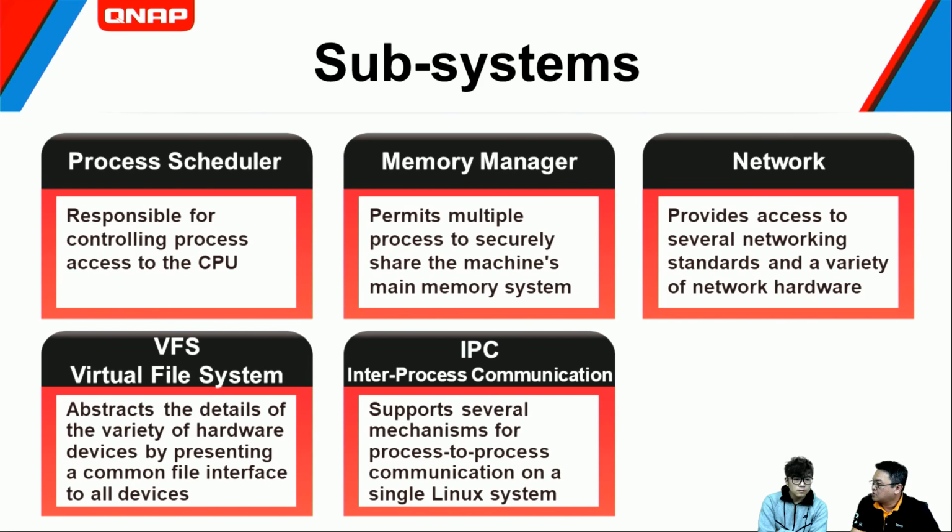The first one is called the process scheduler, which handles the CPU, memory manager, and network. Then a very important one is the virtual file system, which handles the various hardware devices such as the hard drive, keyboard, and mouse, the I/O devices. And IPC is inter-process communication, which doesn't handle any hardware. It only lets the subsystems communicate with each other.